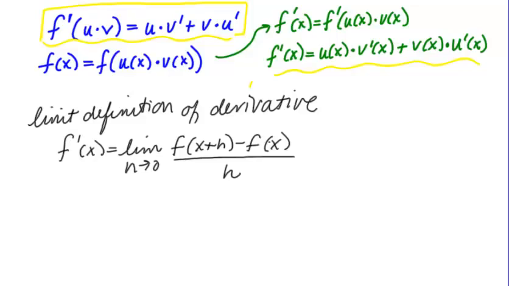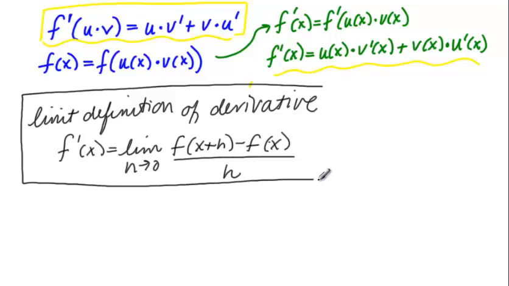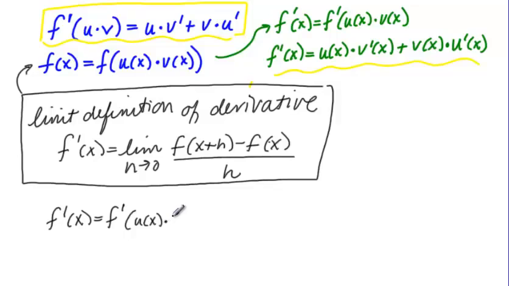So what we need to do now is apply this limit definition of derivative to our function that's written in terms of u and v. All right, so let's try doing this. If we do this, what we're going to end up with is f prime of x, which is written in terms of u of x times v of x. What we're going to have to do is figure out, first of all, what is our f of x plus h?